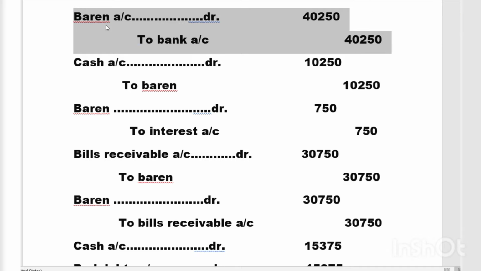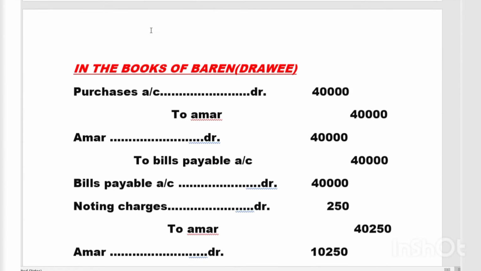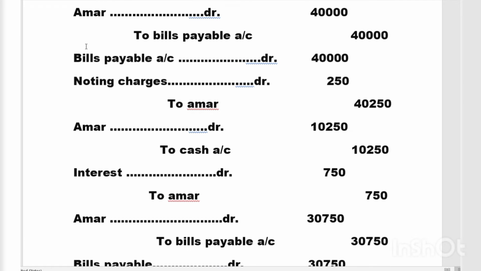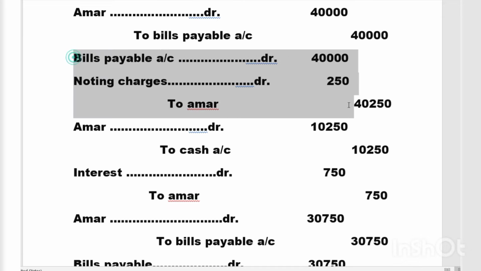The dishonor entry is here: Barin account debit to bank account 40250. And why did we write 40250? Because 250 rupees noting charges amount also you have to add to the original amount of the bill. And what is the entry in the books of drawee? In the books of drawee, the entry is bills payable account debit, noting charges account debit 250 to Amar 40250. Noting charges you have to show separately.